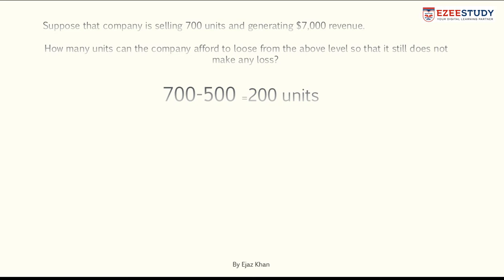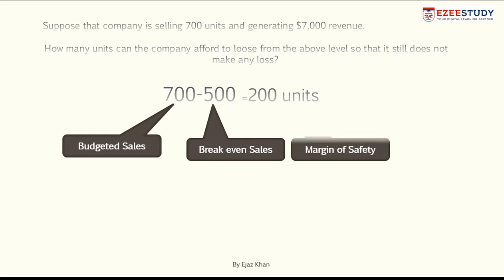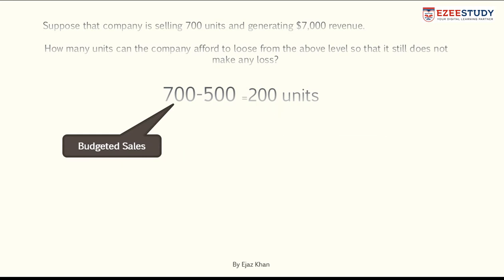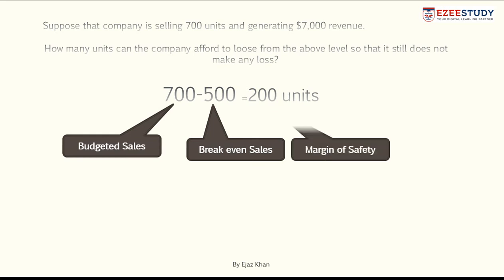So that 200 units is basically the margin of safety of the company, which is calculated by subtracting break-even sales from budgeted sales to see the margin. And if we need to find out the margin of safety in revenue, we can simply multiply these 200 units with the price, which is 10. And if we multiply the 200 with 10, it will give us the margin of safety revenue, which is $2,000.